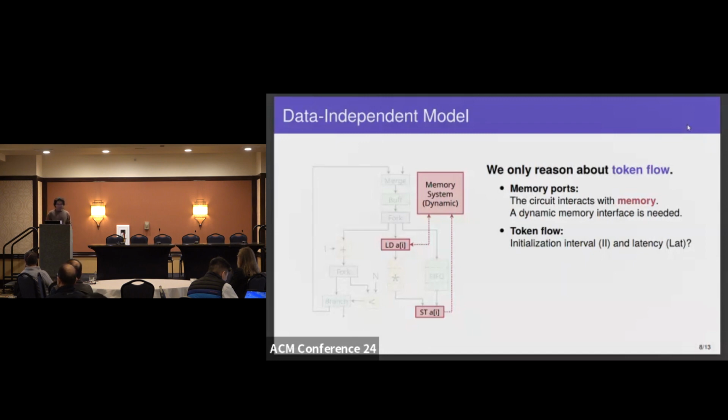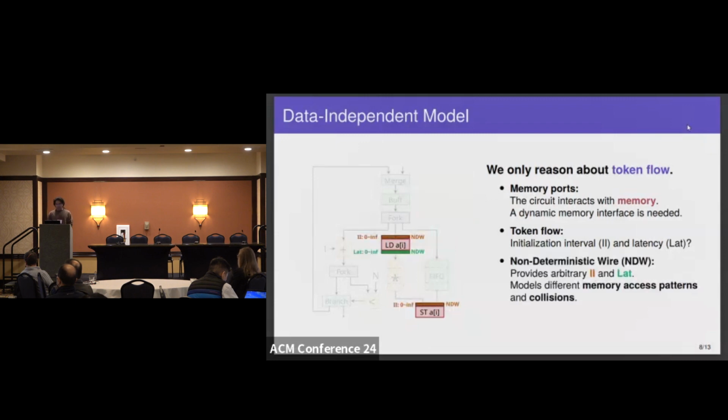We can leverage abstraction. So here we introduce a new component, which is called a non-deterministic wire. It essentially inserts random latency into the circuit, which provides arbitrary initialization interval and latency. So without explicitly modeling the state of the memory and the interactions between the addresses, we can model different memory access patterns and also the collisions. At this point, we can model an arbitrary circuit that is generated from C or C++ code and do verification to spot the redundancy and also to do the simplification.